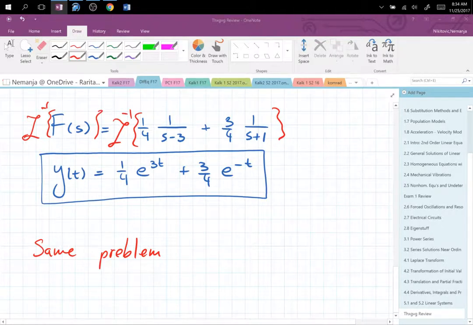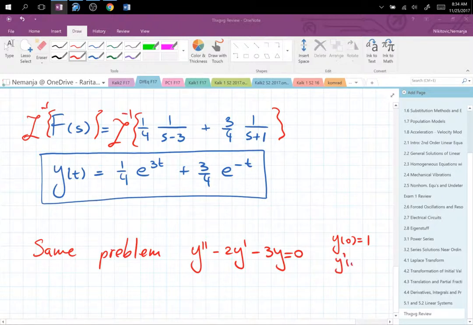We have the same problem. y double prime minus 2y prime minus 3y equals 0, with y of 0 equals 1, y prime of 0 equals 0. Use power series.